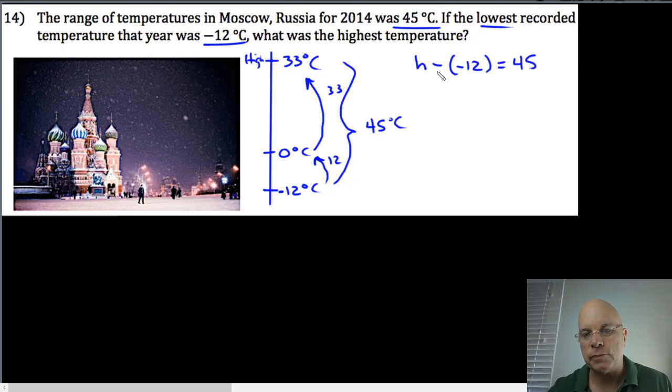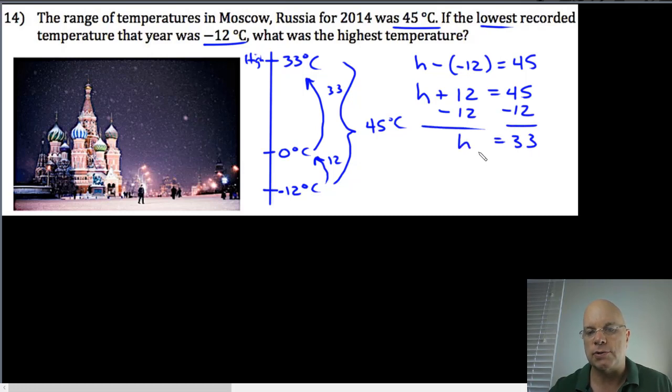That's our range. But subtracting -12, remember, subtracting is the same as adding the opposite. So h minus -12 is the same as h plus the opposite of -12, which is 12. And if h plus 12 is 45, what would you add to 12 to give you 45? Well, there's our 33 again. Or you could solve this by undoing adding 12 with the inverse, which is subtracting 12. Do that to both sides, property of equality. This difference is 33, so you get h equals 33, or 33 degrees Celsius.